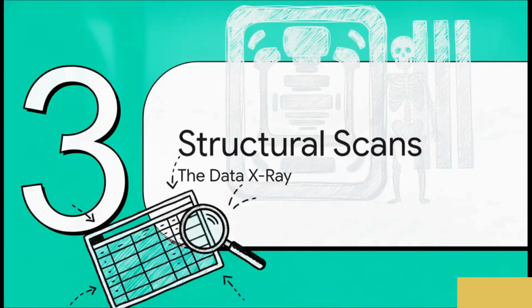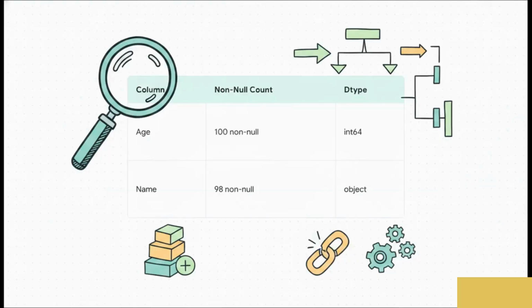lines. Moving into Section 3, Structural and Statistical Scans, or the Data X-ray. We've done our initial triage, but now we need to look beneath the surface. To do that, we rely on what is honestly the single most useful first command you can ever run on a new dataset, df.info. Understanding exactly what df.info exposes about your dataset's anatomy is a real game changer.